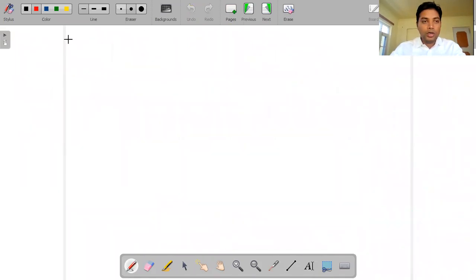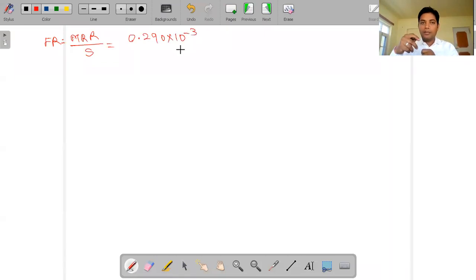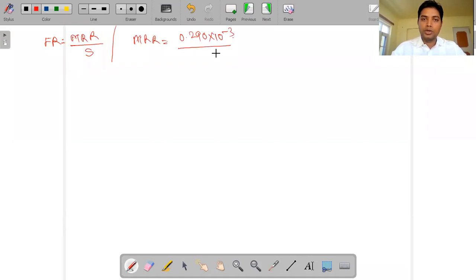Okay, guys, what you have to do is calculate the feed rate, which equals MRR upon the surface area, S. The MRR you are getting is 0.290 into 10 raised to the power minus 3. If you want to convert that into mm cube or meter cube per second, how can we convert? First I'm calculating the material removal rate. MRR will be equal to 0.290 into 10 raised to the power minus 3 upon rho. But rho is of what? That is iron, Fe.